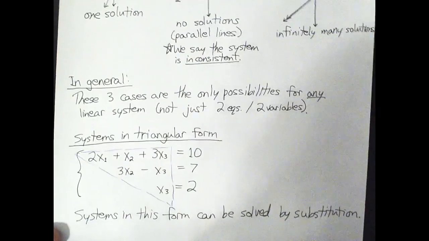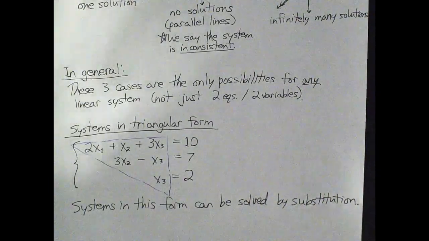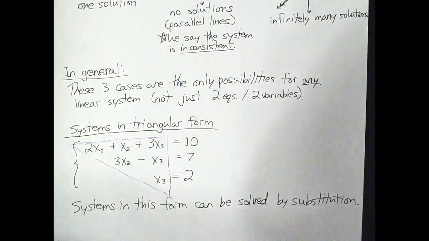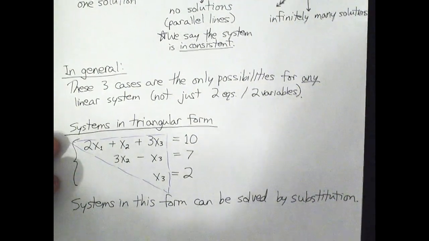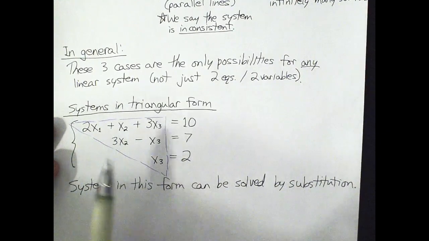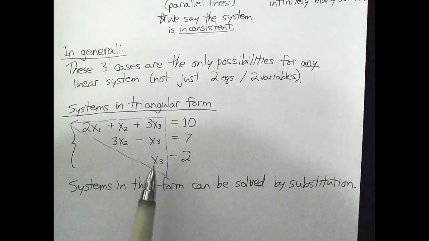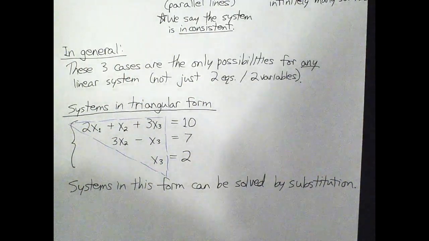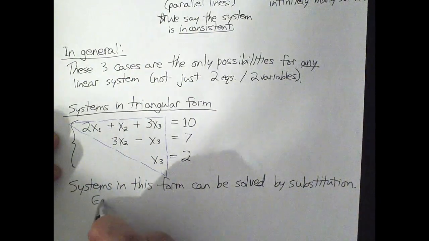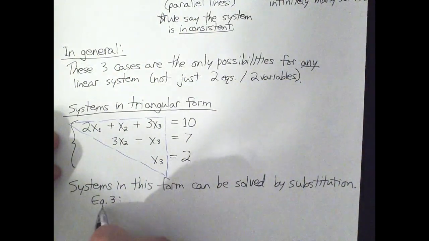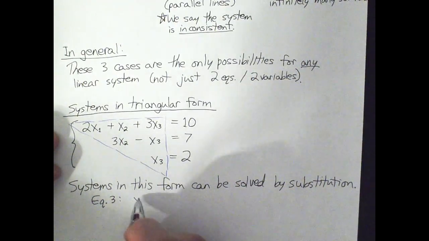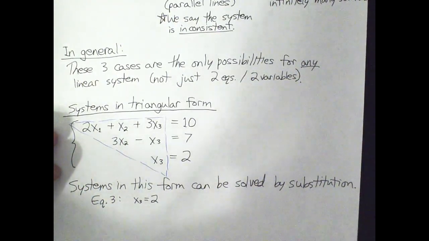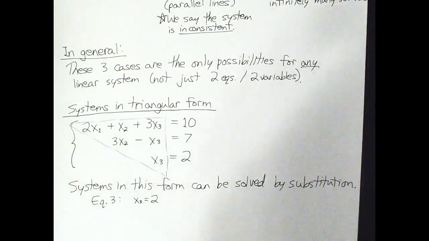Remember, what does solving even mean in this case? We've got 3 equations, 3 unknowns. Solving means we want to find x1, x2, and x3. Well, I'm looking at these 3 equations, and it seems like x3 is kind of given to us. x3 equals 2. That's the 3rd equation. It's giving me x3 for free. So let's start by saying equation 3 tells us that x3 equals 2. The entire solution is going to be x1, x2, x3. So we have a third of the answer already.